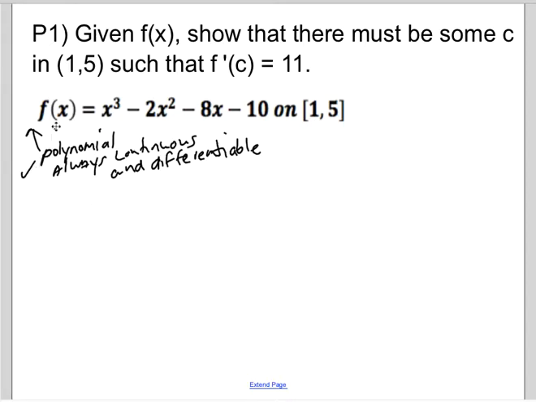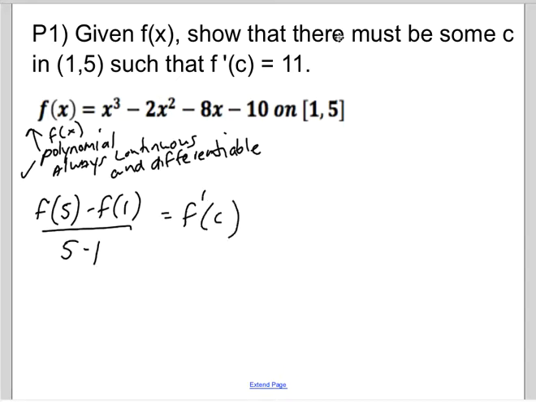A polynomial is always continuous and differentiable. So then I need to show that (f(5) minus f(1)) over (5 minus 1) is equal to f prime of c. So I really need to find f of 5 and f of 1. There's a couple different ways to do that. f of 5 is not super fun. So you can either find f of 5 by straight up plugging in, right?